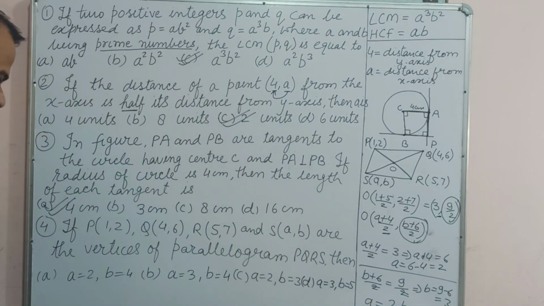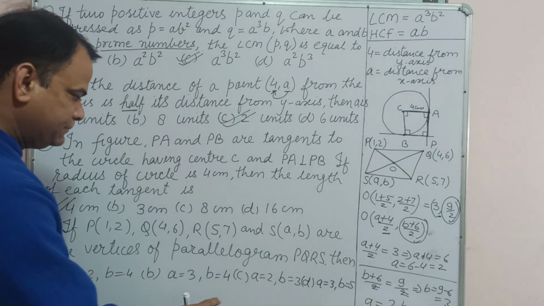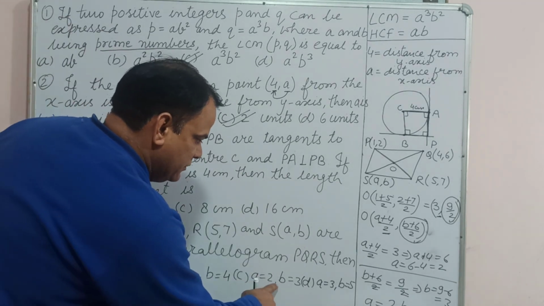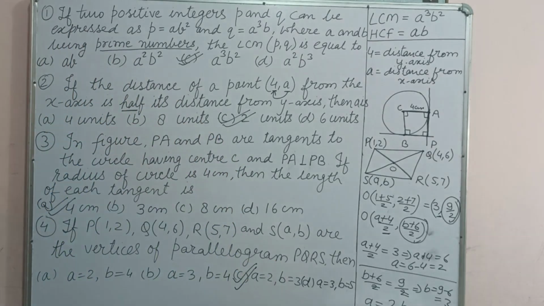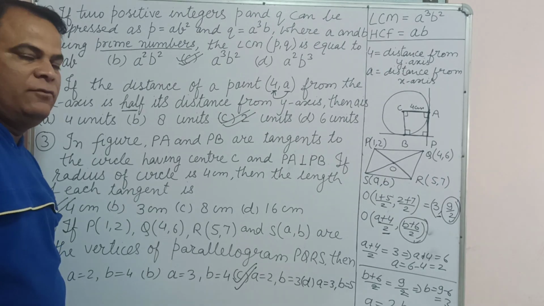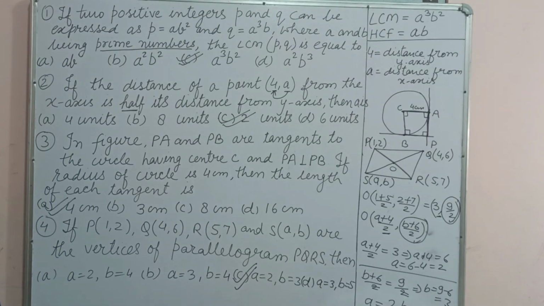This is our right answer. We can see that A equals 2 and B equals 3, so C is our right option. So in this, we have solved 4 questions, and we will solve many more questions. You can take a screenshot of this.